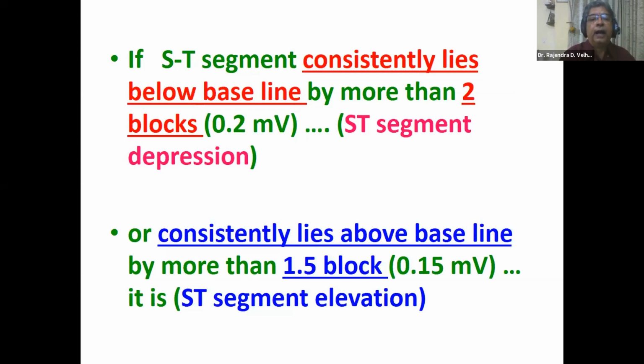This depression should be seen in all the complexes in the rhythm strip. The same thing holds good for ST segment elevation also. If the ST segment consistently lies below the baseline by more than 2 blocks, it is ST segment depression. And if it is elevated above the baseline by more than 1.5 block, then only it is considered significant ST segment elevation, but it should be seen in all the complexes in the rhythm strip.